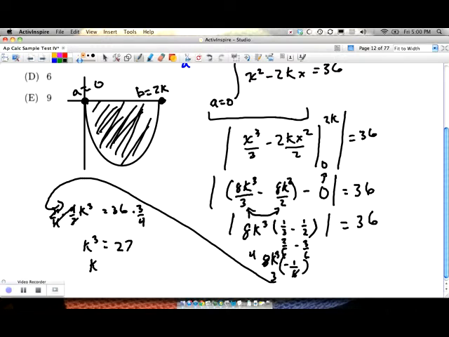So k cubed equals 27. Wow, k equals 3. That was a lot of crazy around-the-side-door kind of action, because when you look at this, it's like we did so much algebra just to find something very simple.